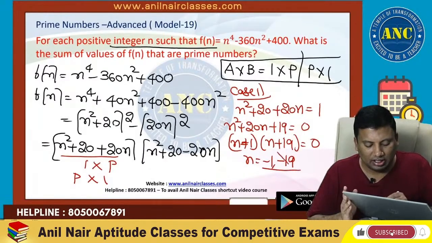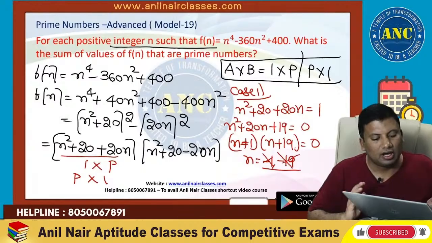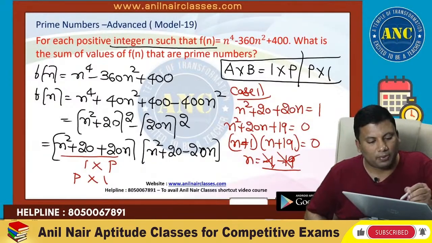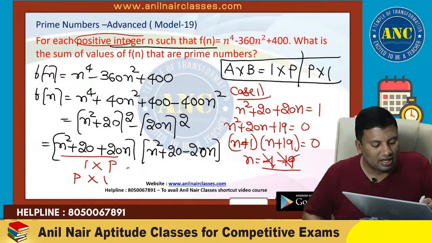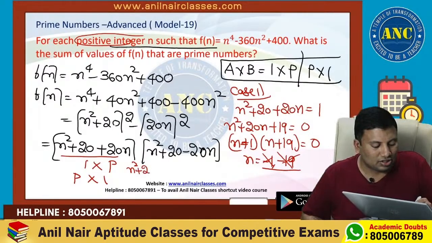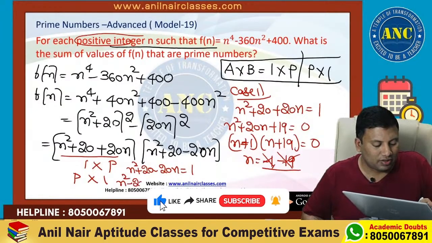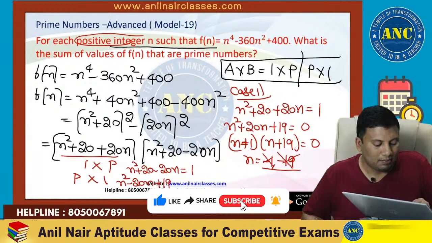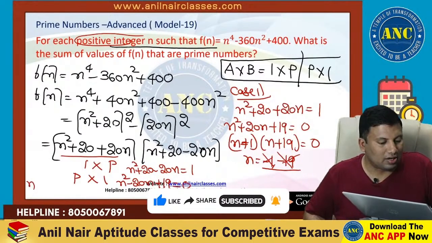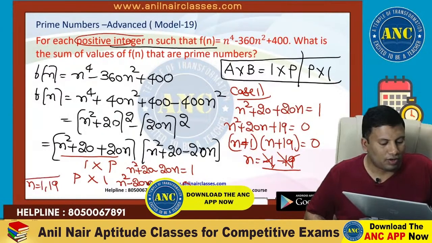Minus 19. These are not possible, right? Why? Because it is specified as a positive integer. Next case, n square plus 20 minus 20n equivalent to 1, that is n square minus 20n plus 19. So n is equivalent to 1 and 19.